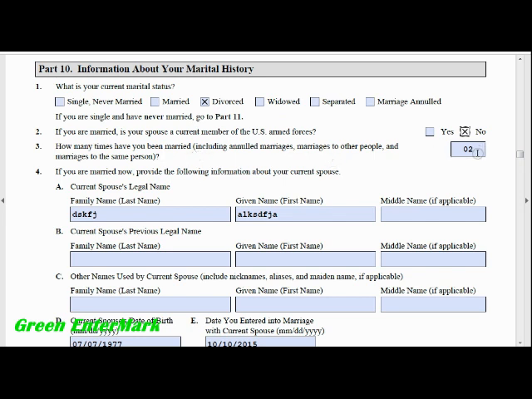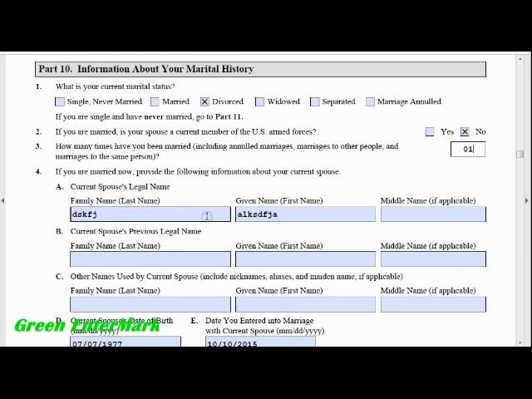3 times, 4 times, 5 times uses, or only 1 time. Oh, it's very poor thing. Just you are married 1 time, but if you are married now, provide the following information about your current spouse. You have to provide the name of your current spouse, and current spouse's previous legal name.